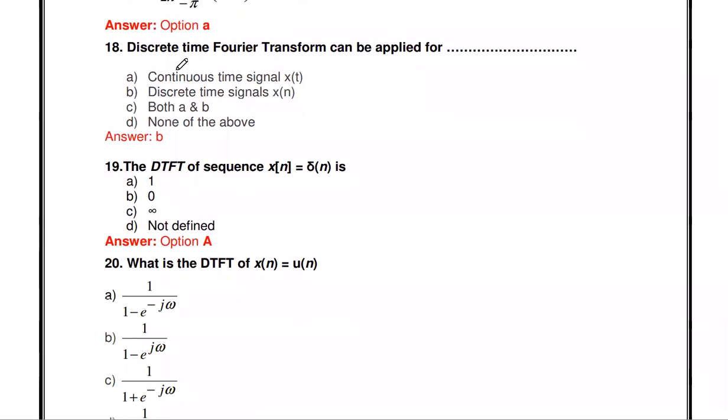Then the next question: the discrete time Fourier transform can be applied for continuous time signal, discrete signal, both A and B, or none of the above. The answer is discrete signal. DTFT and Z transform are applied only for discrete time signals and discrete time systems, not continuous time signals.